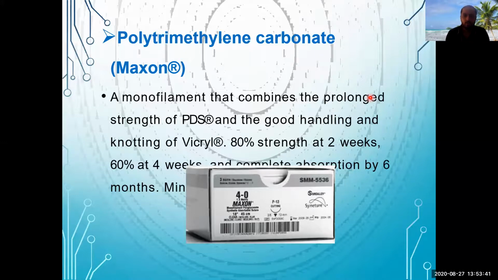This is not commonly used. Maxon, polytrimethylene carbonate. It's a monofilament that combines the prolonged strength of the PDS and the good handling of the Vicryl. So this is a combination of these two. The better part of the Vicryl was its handling property, and the better part of the PDS was its prolonged strength. So they have combined it and made this Maxon, polytrimethylene carbonate.